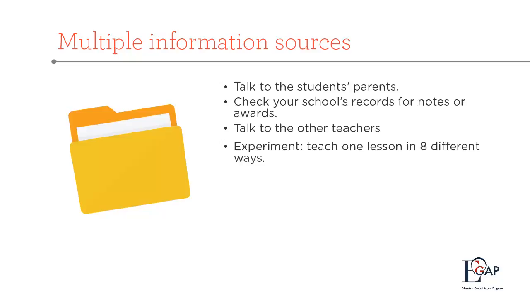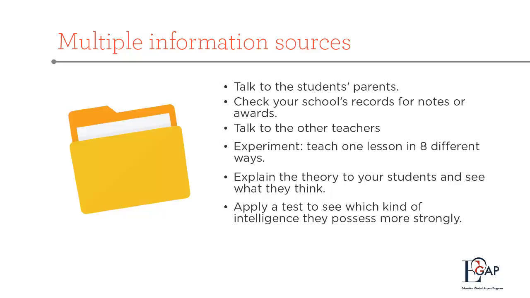Finally, the best source of information is your student herself. Consider explaining the theory of multiple intelligences to your class and then talking it over with them. See what students think about their own intelligences. They probably have some great insights into what kinds of teaching they respond best to. Your lesson also includes a few tests you can have your students take to help reveal which of the multiple intelligences they possess most strongly.